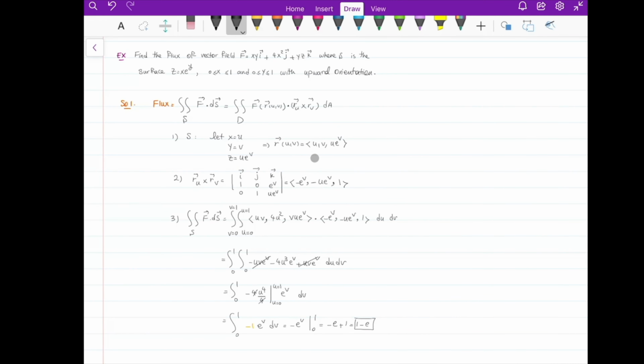If the surface had a downward orientation, it would not be positively oriented, and that's why I would need to multiply my integral by a negative sign. But this one is positively oriented, so I'm fine.